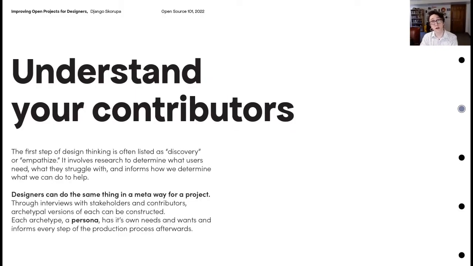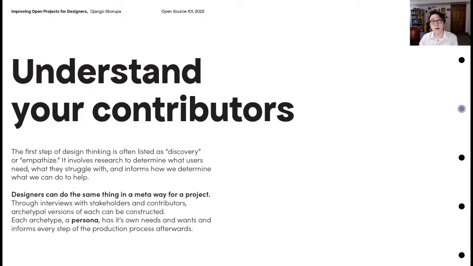First off, design can help you understand your contributors. The first step of that design thinking process that we discussed earlier is often listed as discovery or empathize. It is the research phase of your process. And we can use that to determine what users need and what they struggle with and inform how we determine what we can do to help.